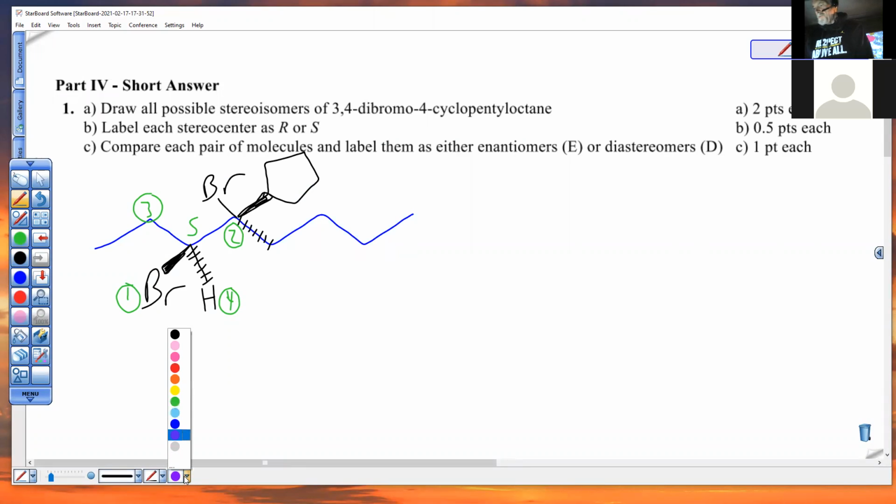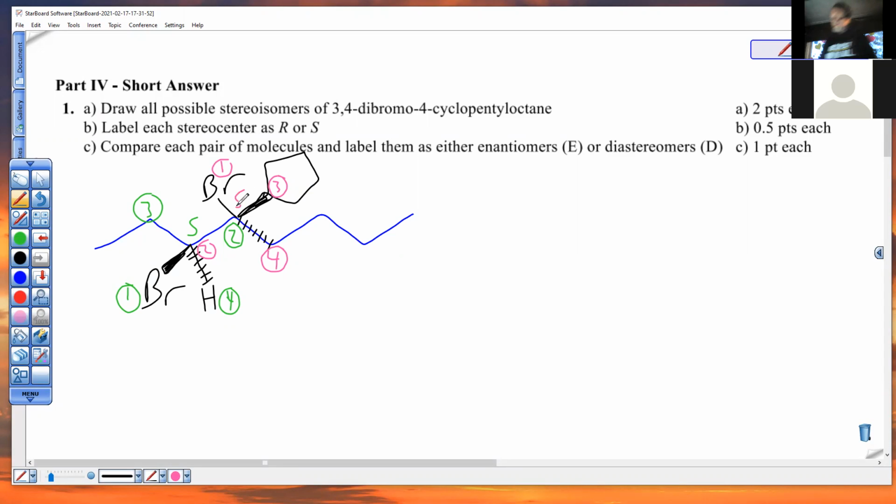Go for more contrast here. Hot pink. 1 for a Br. 2 for a carbon with a Br. 3 for a carbon that has 2 carbons. And 4 for a carbon that has 1 carbon. So the second thing you're comparing is the second bond to carbon here with an H down here. This one's also S.